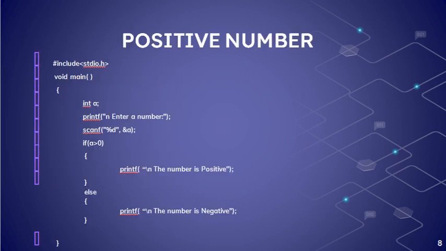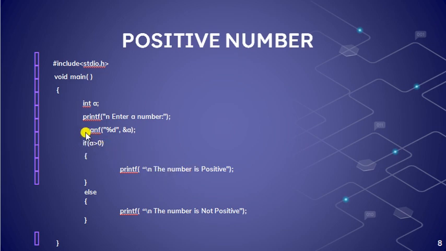Then the next example is to check whether a given number is positive or negative. So how can we check that? Here we can see another example, in order to check whether a given number is a positive number or not. So what is the program? First we declare a number a, then printf enter a number, then scanf("%d", &a). Then if a greater than 0, then printf the number is positive.